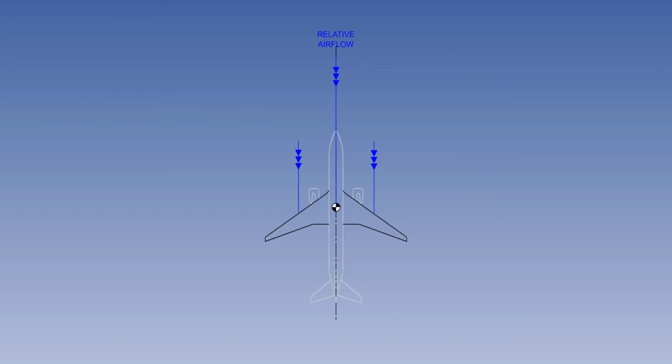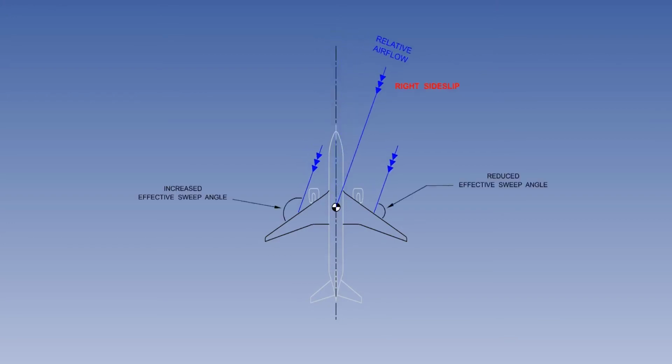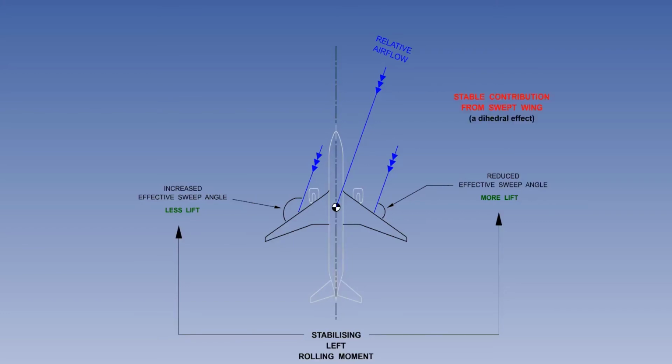Most jet transport aircraft have a swept wing to increase the efficiency of high-speed flight. In a right side slip, the wing into the wind has less effective sweep angle, and the wing out of the wind has more effective sweep angle. This gives more lift on the right wing and less lift on the left wing, which generates a stabilizing left rolling moment. The swept wing provides a stable contribution to lateral stability, so is also classified as a dihedral effect.